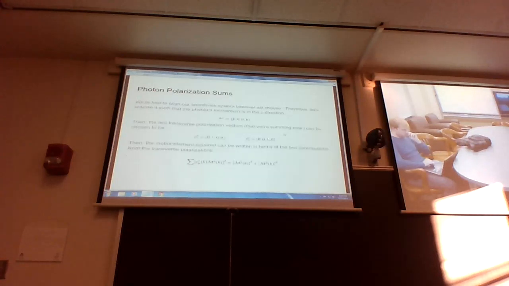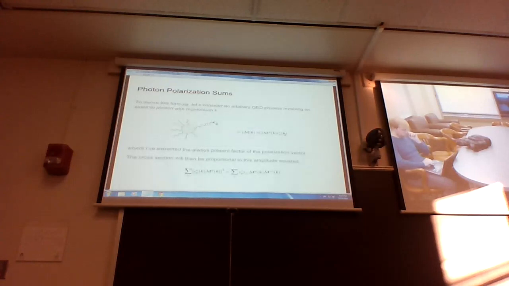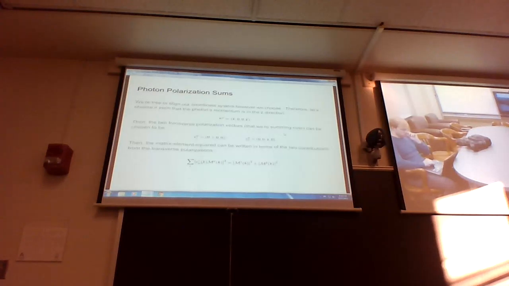When we set up our coordinate system, we're free to put the axes wherever we want, and a lot of times you can use this to your advantage. So in this case, we're going to align the z-axis along the k direction. That allows me to write the four-vector in a very simple form. I know it's a photon, so it's got to be massless. If the only three-momentum is along the z-axis, then the x and y components are 0.